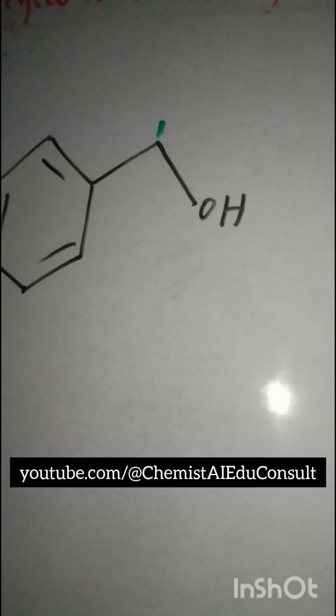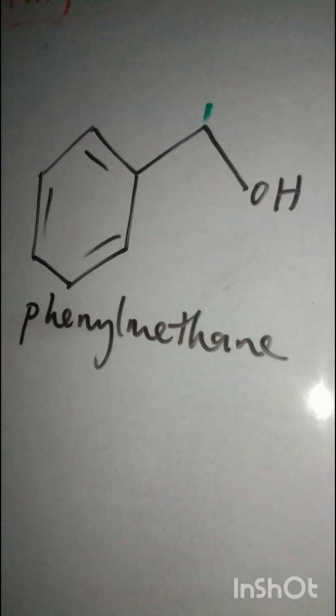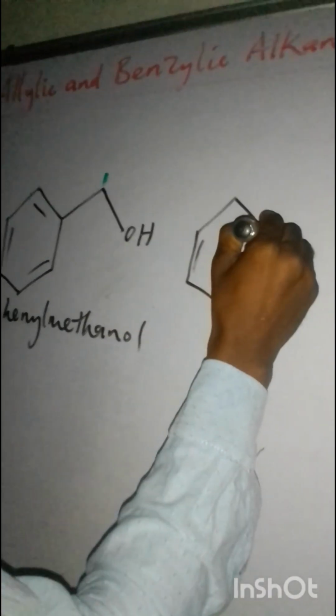So the name should be what? No need of saying 1-phenyl, because there is no 2-phenyl. The name should be phenyl methane. Sorry, it's not methane. OH is attached to that carbon. So it's phenyl methanol. You can easily draw it like this: CH2OH, phenyl methanol.